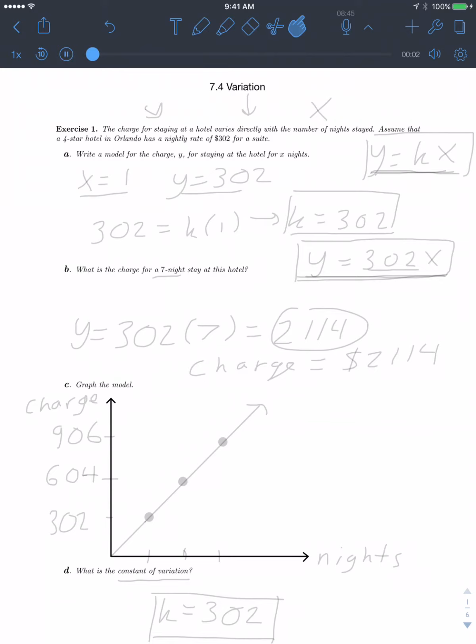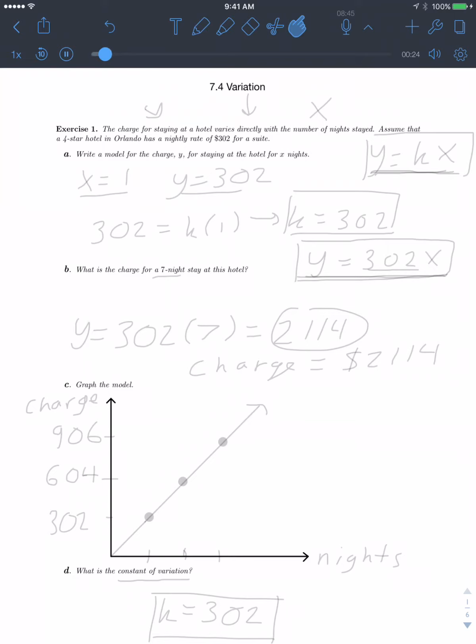Welcome to the video lecture for section 7.4, entitled Variation. In this section, we're going to be looking at functions from a slightly different perspective. Variation is the mathematical concept of expressing relationships between quantities, and we usually call those quantities x and y.